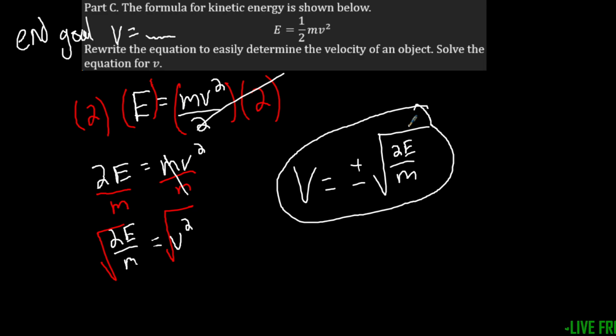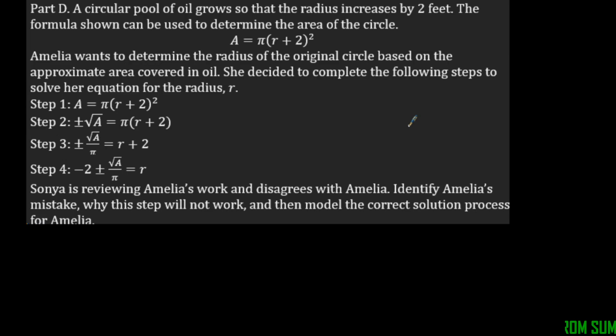And then that last part, part D, has a bunch of different stuff to go over, but it's just saying this. It says a circular pool of oil grows so that the radius increased by 2 feet. The formula shown can be used to determine the area of a circle. So area equals pi times the radius plus 2, in parentheses, squared. Then it says Amelia wants to determine the radius of the original circle based on the approximate area covered in oil. She decided to complete the following steps to solve her equation for the radius r.